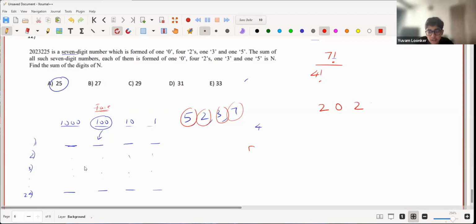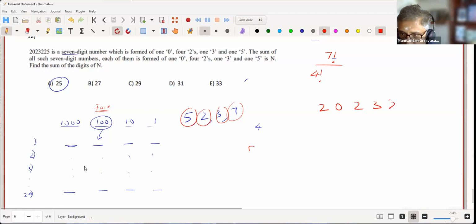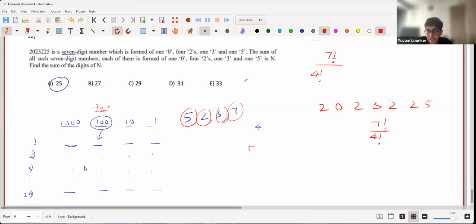This one. Okay, so if this is 2023225, yes, it'll be 7 factorial by 4 factorial. Now, what is the question? My question is, shouldn't it be 7 choose 4 plus 3 factorial? Why plus 3 factorial? Because after you take the 4 spots out of the 7 spots, there are 3 spots remaining, and you can arrange them in 3 factorial ways. So it will be multiplied by 3 factorial, which is the same thing as this. The 3 factorial gets multiplied and divided, right?